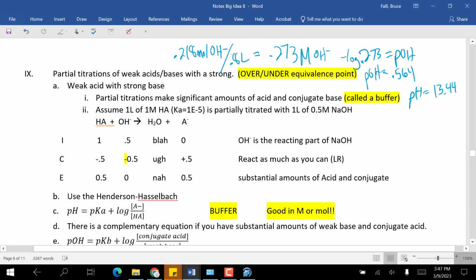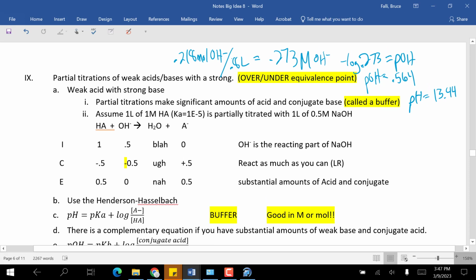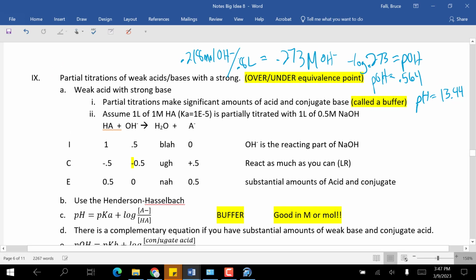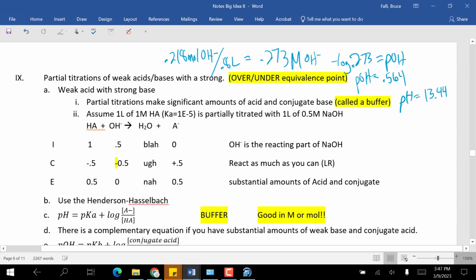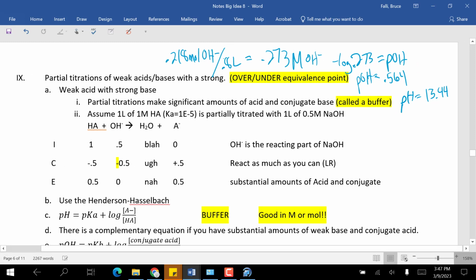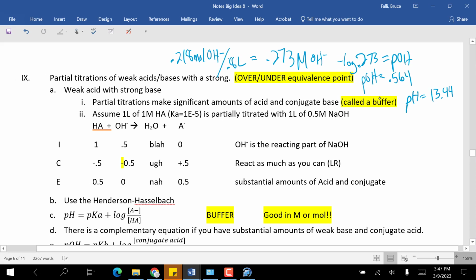All right, almost there. Partial titrations of weak acids and bases with a strong base, over or under the equivalence point. That's what I just did. So weak acid with a strong base. Partial titrations make a significant amount of acid and conjugate base. This is called a buffer. This is a big deal right here. So my buffers are a big deal.